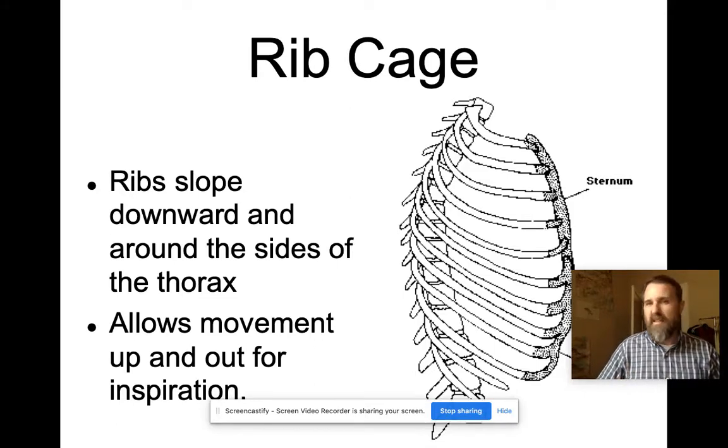So if you want to take a deep breath, you have muscles that are attached to the rib cage that pull up on the rib cage. And when you pull up on the rib cage, you're expanding the thorax, you're expanding the lungs, decreasing pressure within the lungs below atmospheric pressure, causing air to flow from outside of the body into the lungs for inspiration.